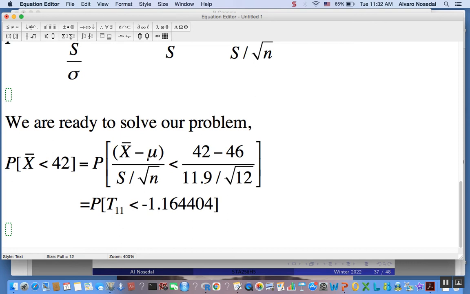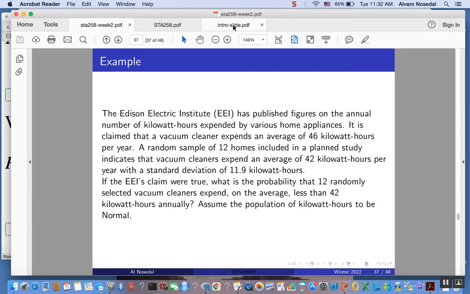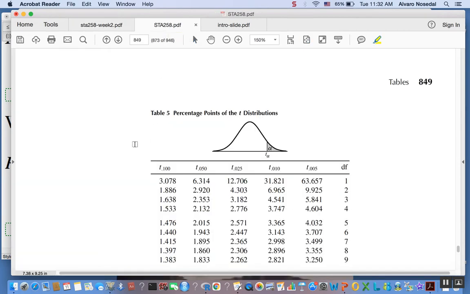Okay. So now, two ways. Let's try and do this using our table, and then we're going to do it using R. Okay? So using our table, if you go to page 849, you'll find a table for t distributions. Again, that table gives you areas to the right of numbers.